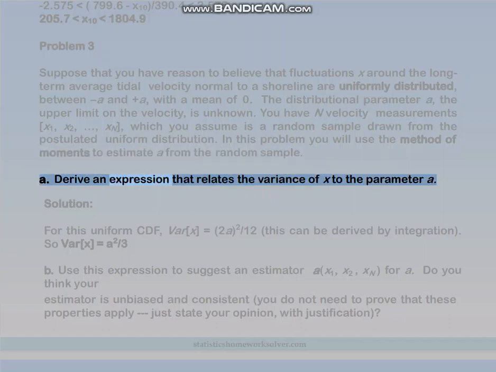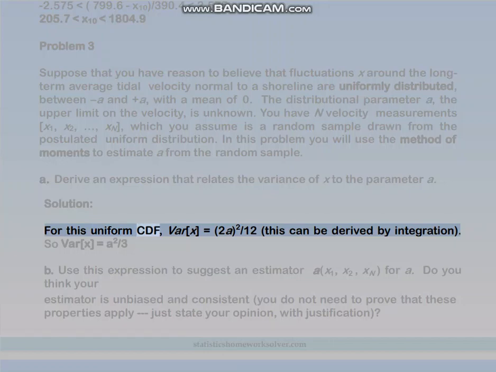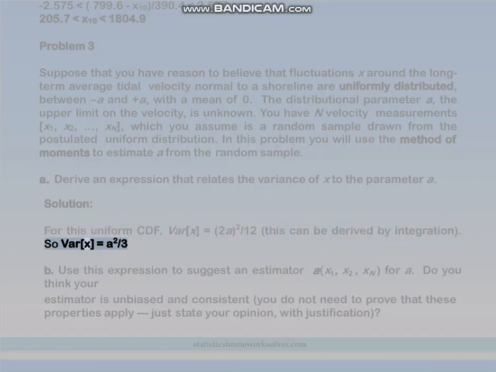A. Derive an expression that relates the variance of x to the parameter a. Solution. For this uniform distribution, Var[x] = (2a)²/12, which can be derived by integration. So Var[x] = a²/3.